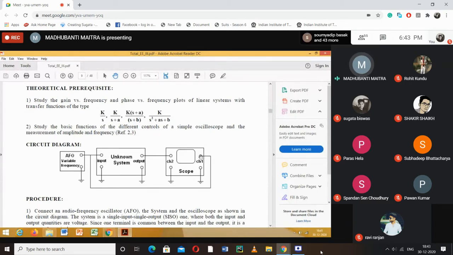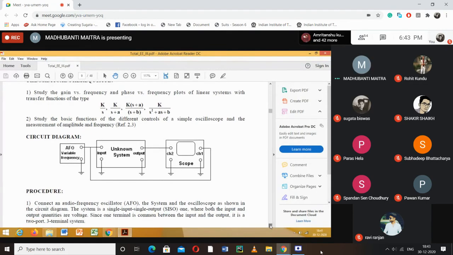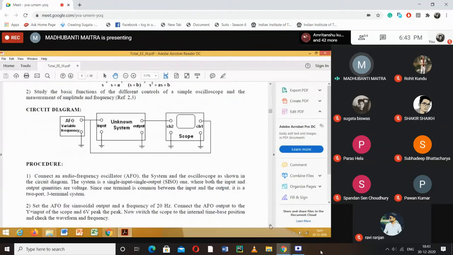So the input will be connected to the channel 1 of the scope, and the output generated from the system will be connected to the channel 2 of the oscilloscope. So it's clear that we'll have to use a dual channel oscilloscope, right? So I'm not going through the procedure.